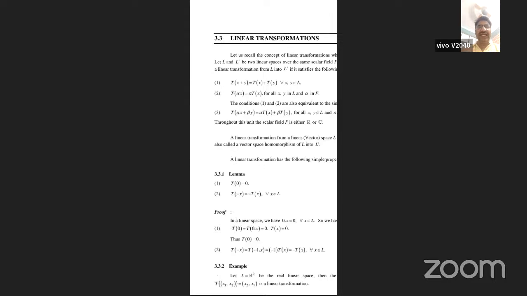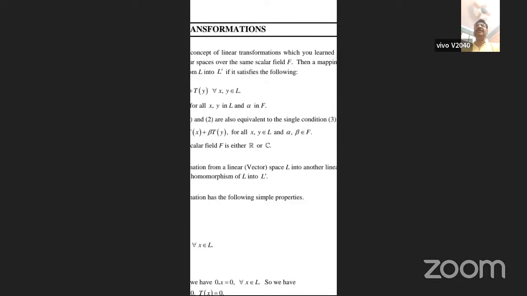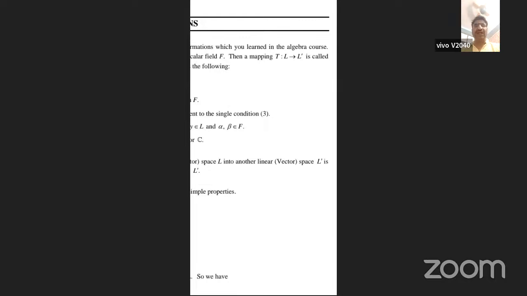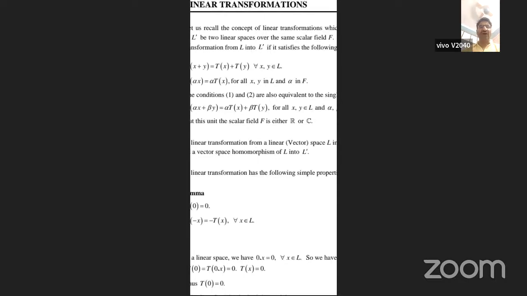Now let L and L dash be two linear spaces over the same scalar field F. Okay, then a mapping between the two linear spaces L and L dash. Now the mapping is capital T. Transformation is denoted by capital T. Transformation means the functional mapping. Now here T maps L to L dash is called a linear transformation from L into L dash. Now here T is the mapping that is connected from the linear space L into the linear space L dash. It satisfies the following conditions.